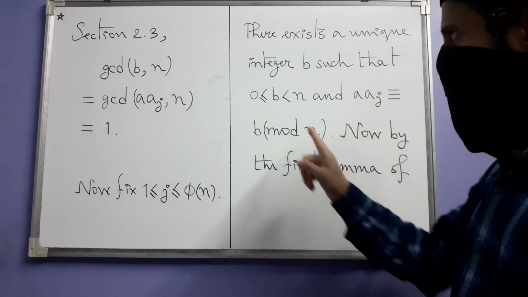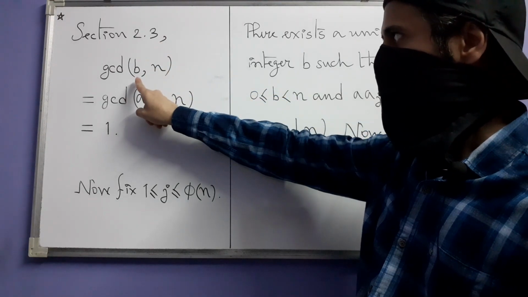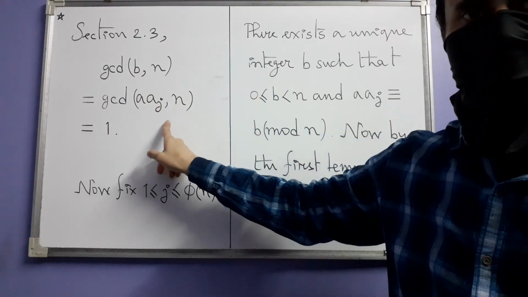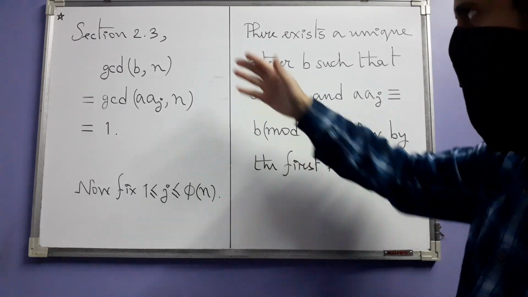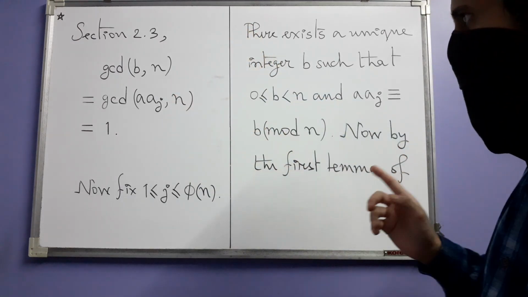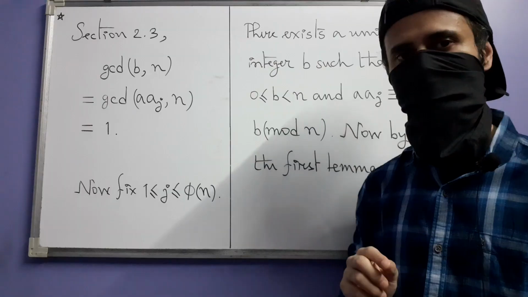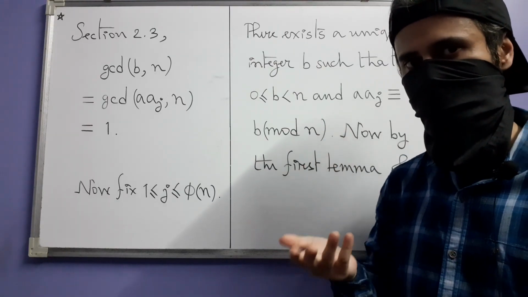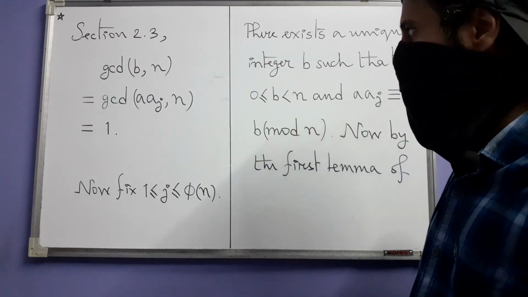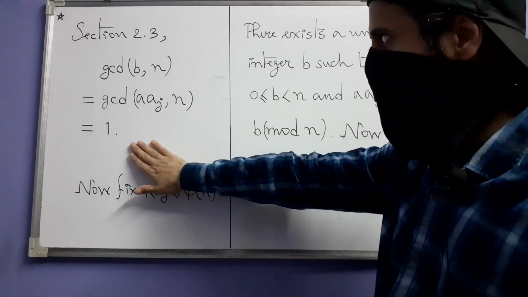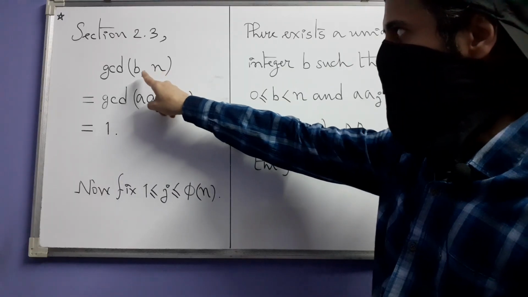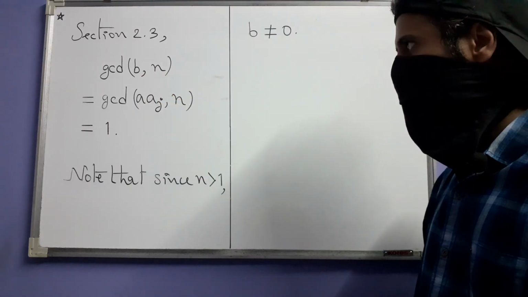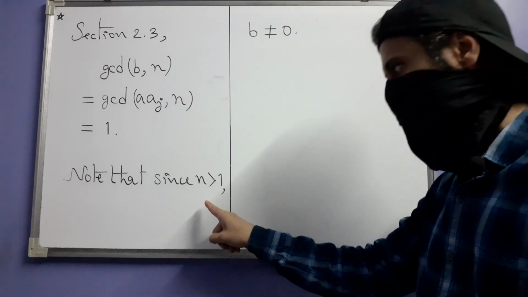Now by the first lemma of section 2.3, the GCD of b and n is equal to the GCD of a·a_j and n. It is that lemma, if you go back and see the statement, from where we get the Euclidean algorithm for calculating GCDs. That one where we do division again and again, that thing. But we already know that this is equal to 1. So we have now found that this b is relatively prime to n. Now this is an important observation.